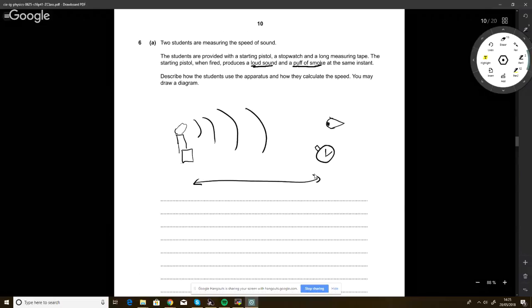So what you'll do is you'll wait for the puff. You'll see the puff of smoke, and as you see the puff of smoke, you'll start the stopwatch, and then you'll wait until you hear the sound. And the instant you hear the sound, stop the stopwatch, and now you know the time and the distance, and you assume that the speed of light is pretty much infinite compared to the speed of sound, and you can then use the time and the distance to calculate the velocity.